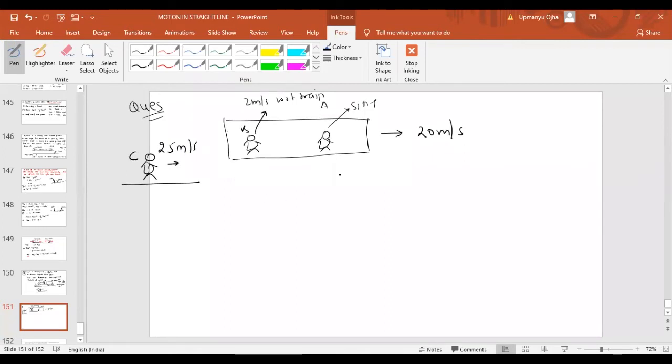Okay. Now can you tell me what is the velocity of B with respect to C? Did you understand the question or not? C is moving with a speed of 25 meters per second. Person B is moving 2 meters per second with respect to the train, on the right side. The train is moving on the right side with a speed of 20 meters per second. What is the velocity of B with respect to C?